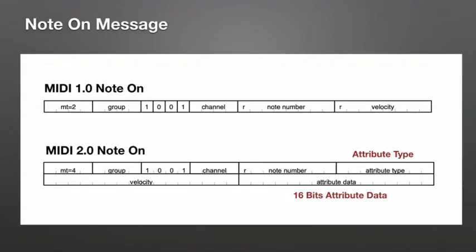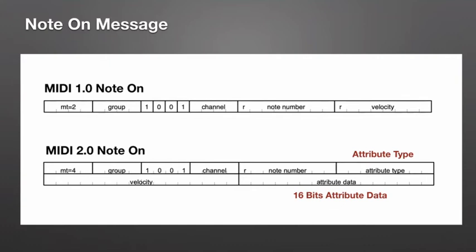So this is a note on message. There's the MIDI 1.0 note on message in the new universal MIDI packet, and it should look very familiar to anybody who has looked at any MIDI data. So you have a message type, which is a little bit new. You have a group, which you could think of as a port. And then you have your channel number, your note number, and your velocity.